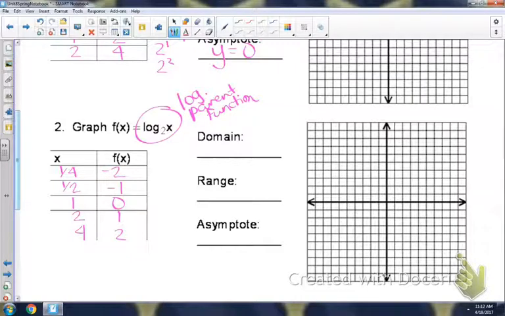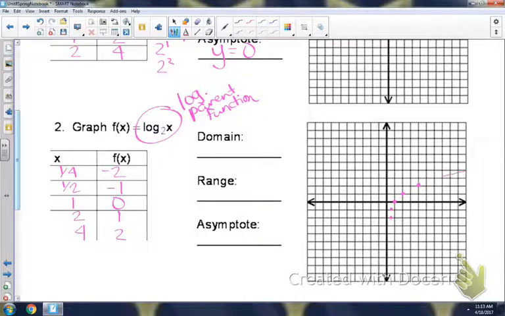Alright, so I'm going to plot those points. 1/4, -2, 1/2, -1, 2, 1. Hang on, I'm going to start over. Alright, 1/4, -2, 1/2, -1, I skipped over 1, 1, 0, 2, 1, and 4, 2.